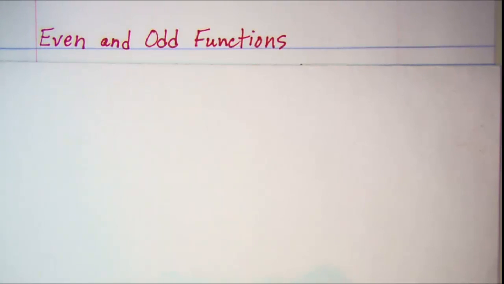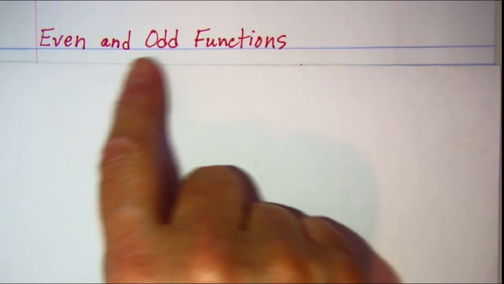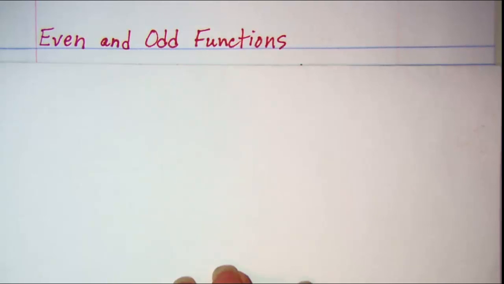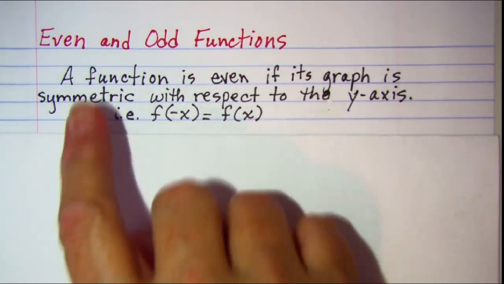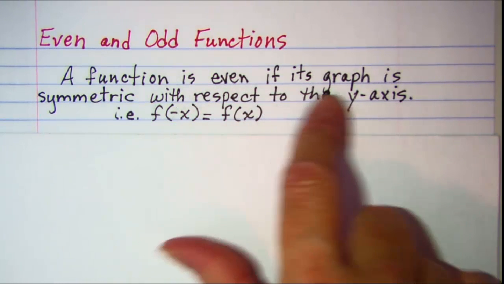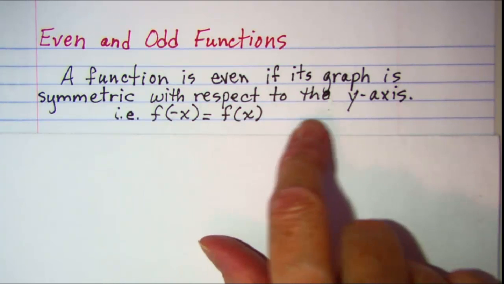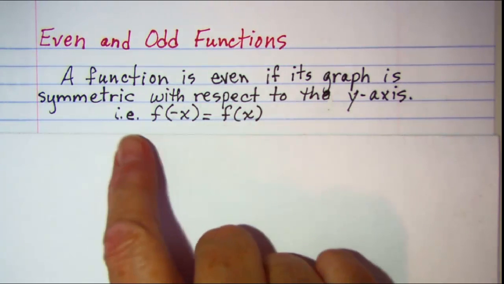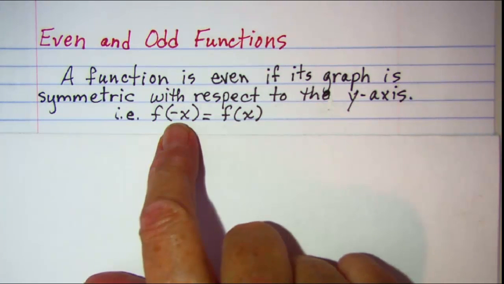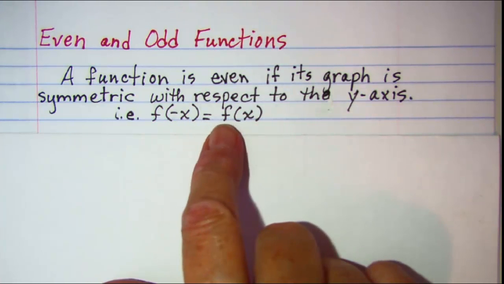In this video, we'll be looking at even and odd functions. A function is even if its graph is symmetric with respect to the y-axis. In other words, f of negative x is equal to f of x.